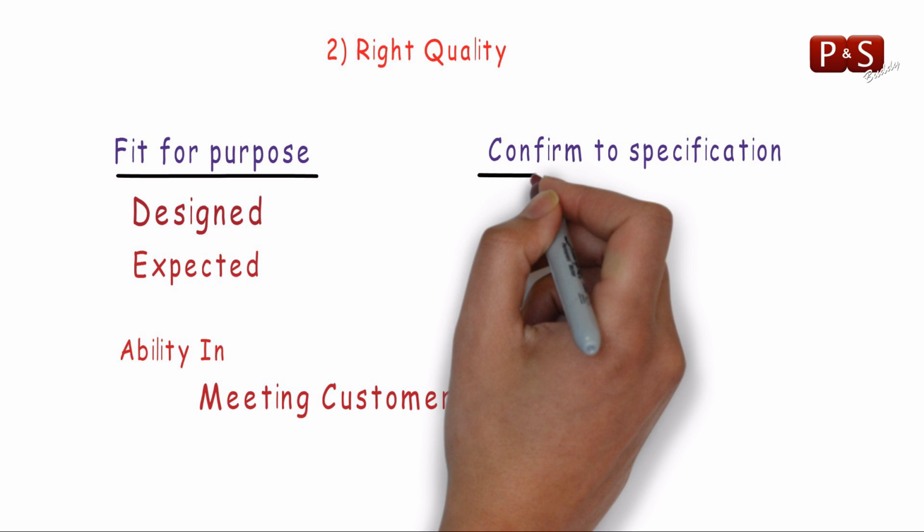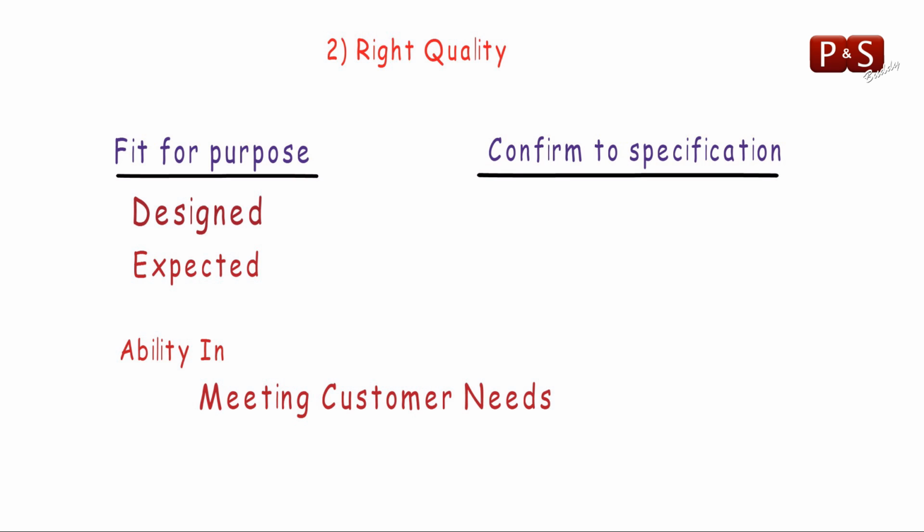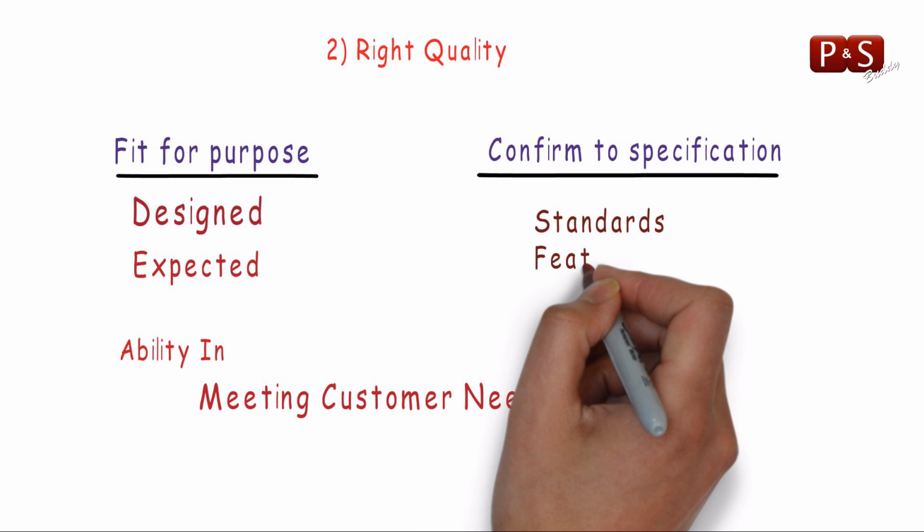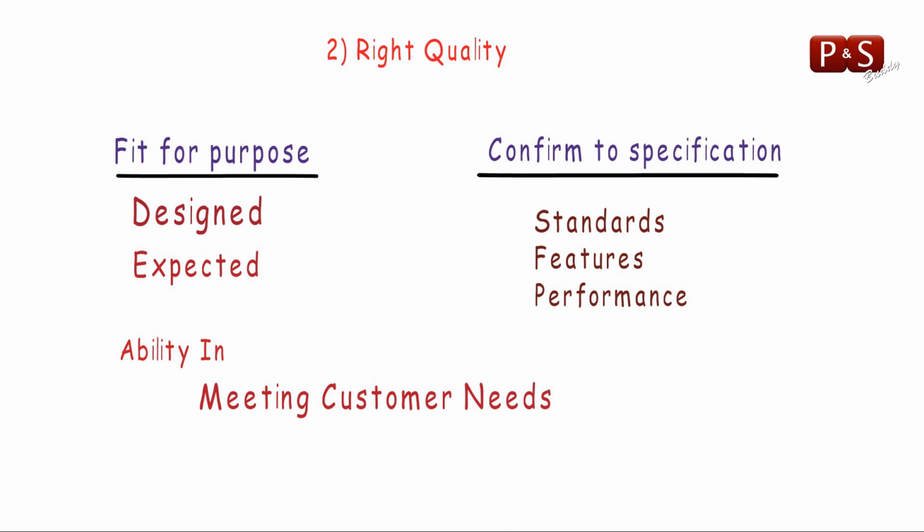Now let us see conformance to specification or conformance to requirement, which means the product matches standards set out in the specification, or we can say the product matches features or performance set out in the specification. Quality depends on the supplier's ability to meet the customer expectations or customer needs. So by considering this fitness for purpose or conformance to specification, we can say the quality is the degree in which the customer requirements are met.